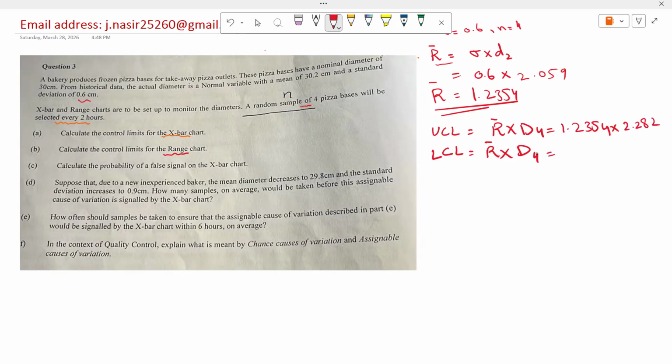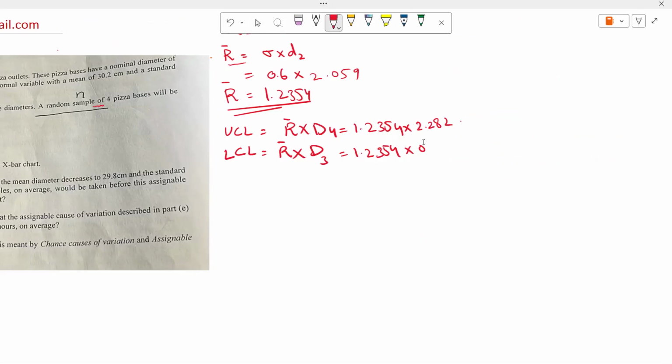And by the way, there's a little mistake here. This is D3. For the lower control limit, it's D3, not D4. So the lower control limit would be 1.2354 times 0. This is how you get your answer. Your upper control limit would be 2.819, and your lower control limit would be 0. Perfect.